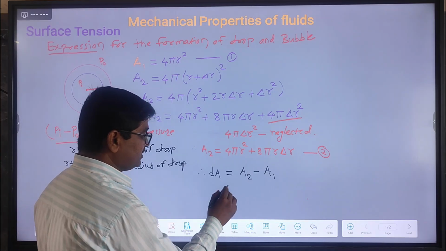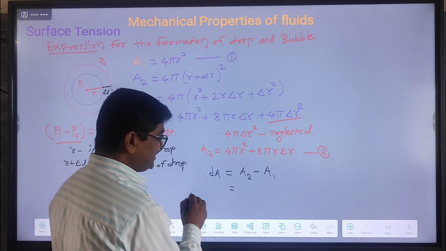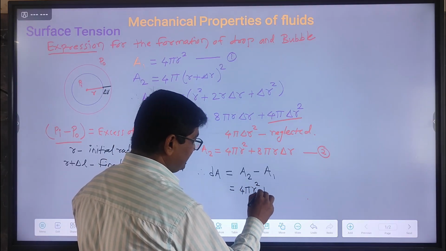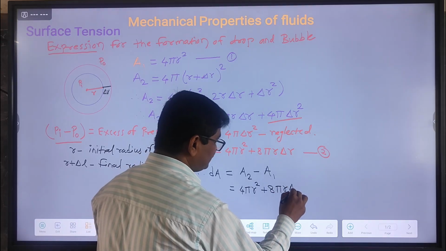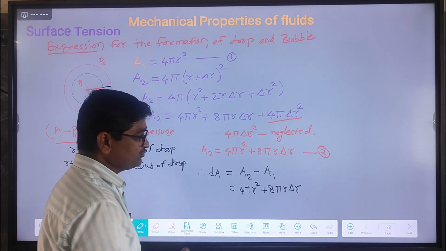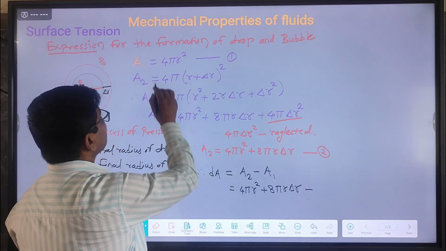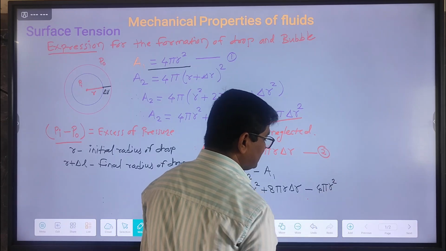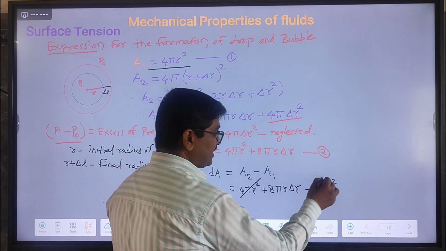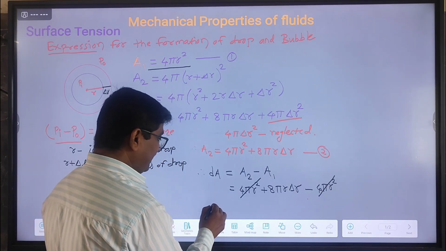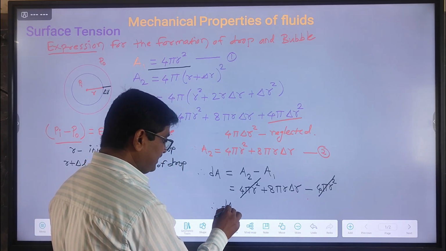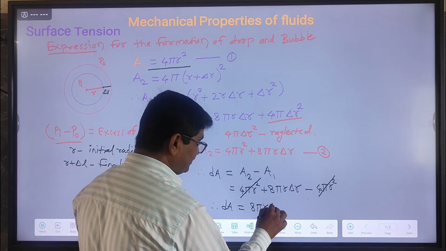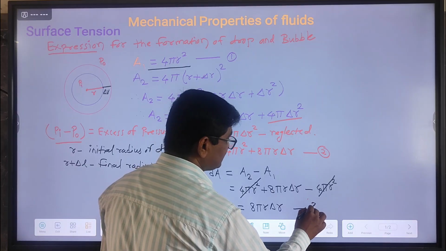Let's put in the values. Therefore dA is equal to A2, which is 4 pi r square plus 8 pi r delta r, minus A1. What is the value of A1? A1 is 4 pi r square. The positive 4 pi r square and negative 4 pi r square cancel, and we find the total increase in area, that is the change in area dA is equal to 8 pi r into delta r. Call this equation number 3.